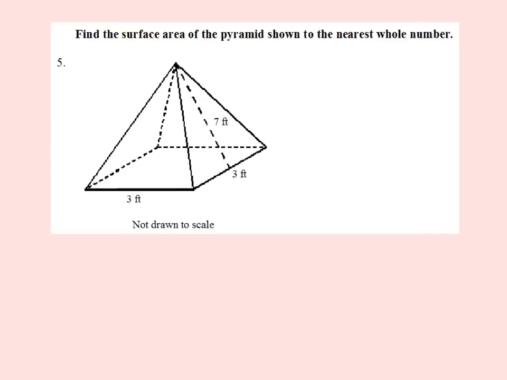This next problem, we're now looking at a pyramid versus a prism. Now, a pyramid, my formula for surface area changes a little bit. Remember, we need to round to the nearest whole number. So surface area equals 1/2 my perimeter times my slant height plus my base. So they did give me my slant height here. It's this piece here, which they told me is 7. So my perimeter, well, 3, 3, 3, and 3.